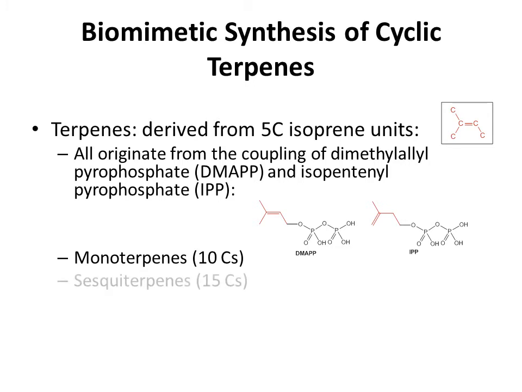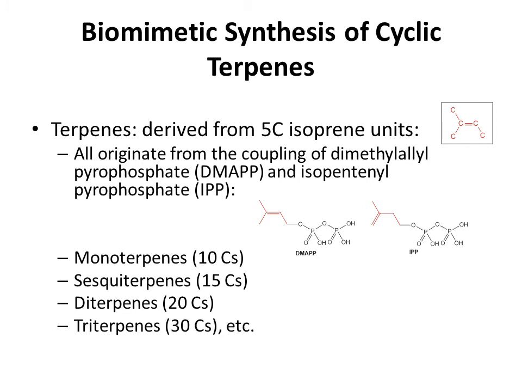Sesquiterpenes contain 15 carbons or the linkage of 3 isoprene units. Diterpenes, 20 carbons, are derived from 4 coupled isoprene units. And there are higher terpenes, triterpenes with 30 carbons, and even larger structures whose skeletons are all made from linked isoprene units. Here is our first example of the mechanism of cationic cyclization to prepare a terpene.